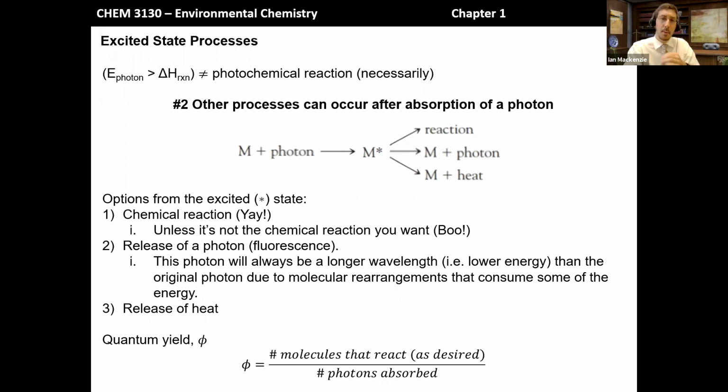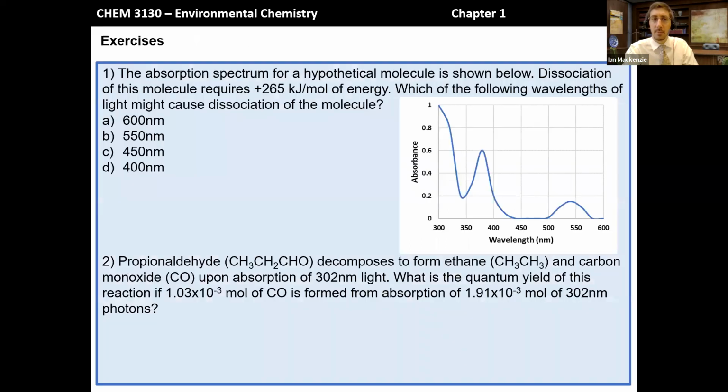Let's do a couple of problems that might help solidify some of these concepts. In this first case, we have an absorption spectrum for a hypothetical molecule as shown here in this graph, and dissociation of this molecule, so undergoing some chemical reaction where it breaks apart, requires 265 kilojoules per mole of energy. So which of the following wavelengths of light might cause dissociation of the molecule?